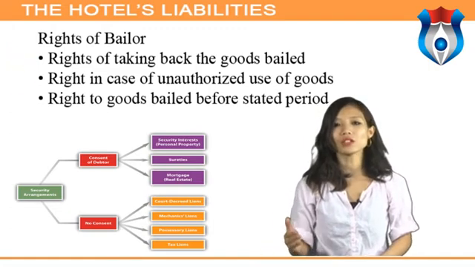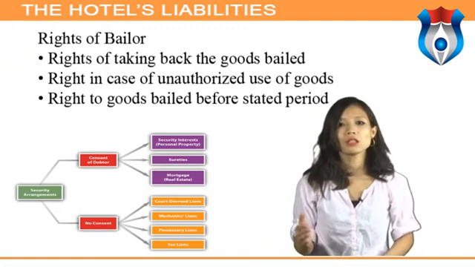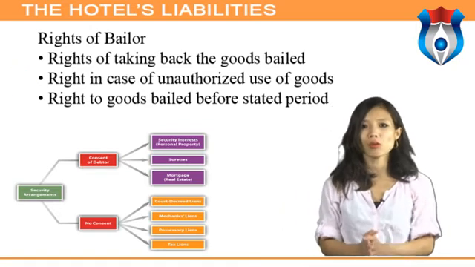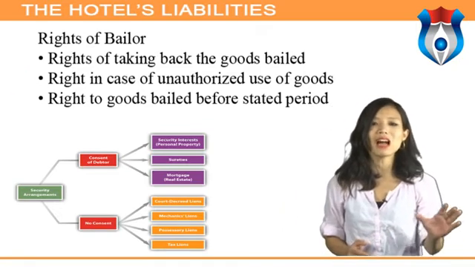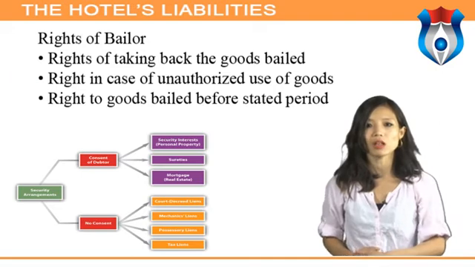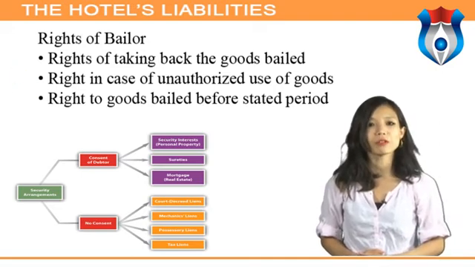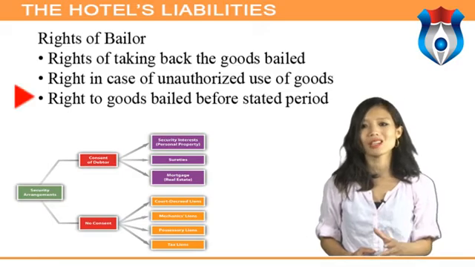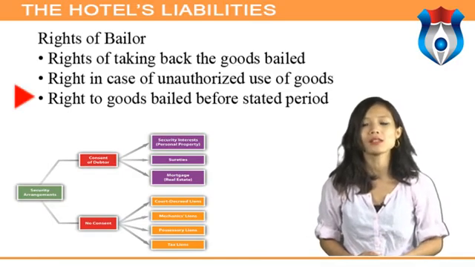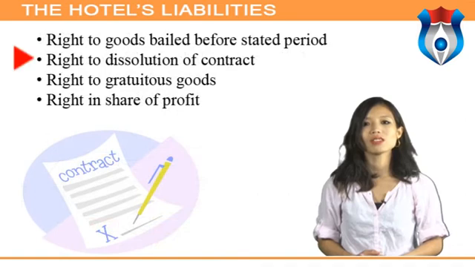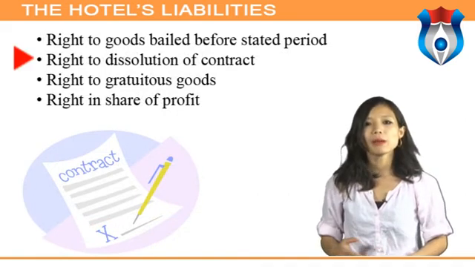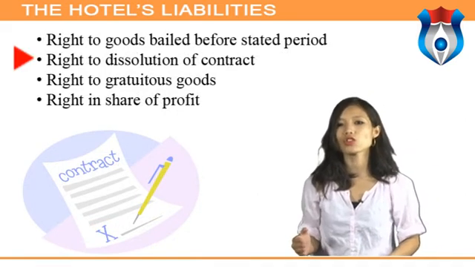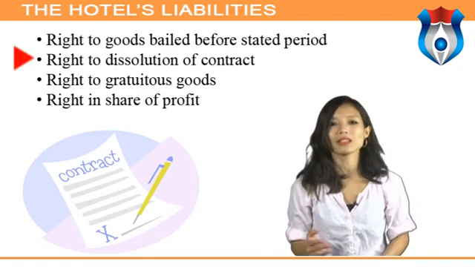Right in case of unauthorized use of goods. The bailor is entitled to terminate the contract of bailment if the bailee makes the unauthorized use of the goods bailed. Right to goods bailed before stated period. The bailor may get back his goods before the time stated in the contract of bailment with the consent of the bailee. Right to dissolution of contract. The bailor may dissolve the contract if the conditions of bailment are disobeyed by the bailee.